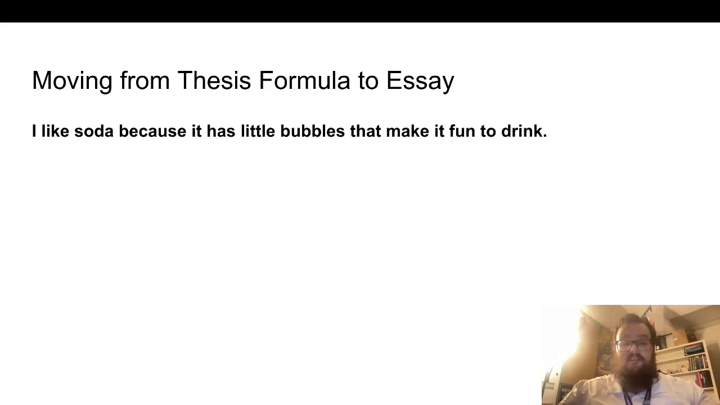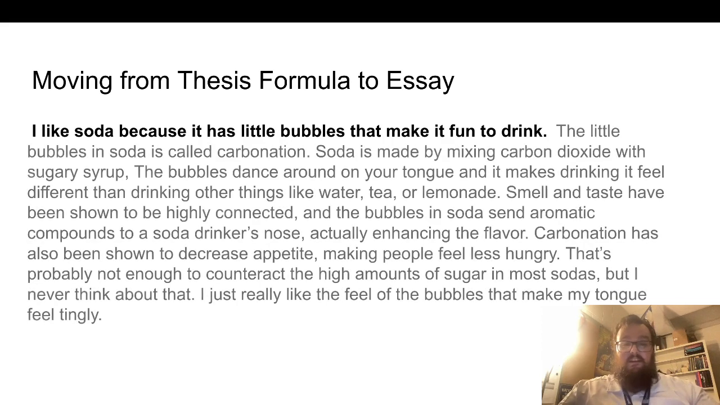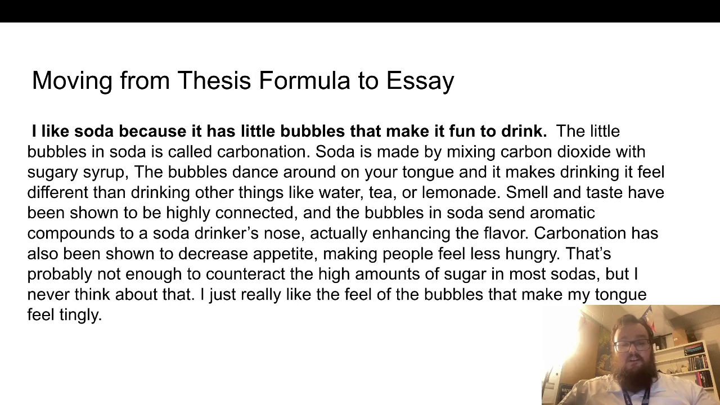I like soda because it has little bubbles that make it fun to drink. The little bubbles in soda is called carbonation. So, everyone knows that, but, hey, I put it in my essay. Soda is made by mixing carbon dioxide with sugary syrup. There's my incomplete sentence, so I would mark myself down here like this little comma.